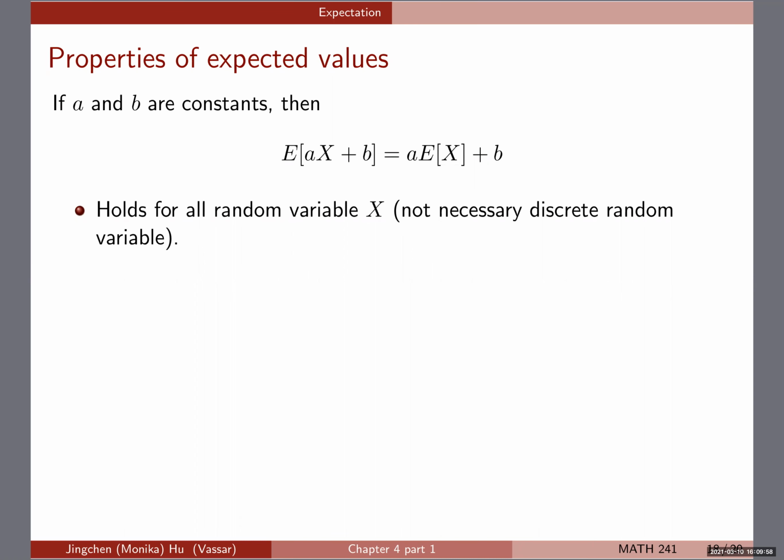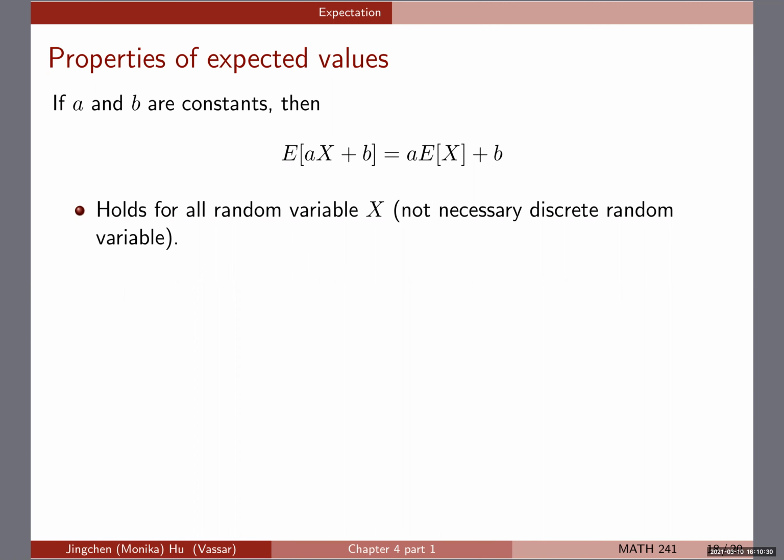If a and b are constants, they're just constants, not related to x at all, then the expectation of a times x plus b is equivalent to a times the expectation of x plus b. We're going to do the proof now. But before we do that, this result holds for all random variables. It does not have to be discrete. And in chapter 5, we're going to see this works for the continuous random variable as well.